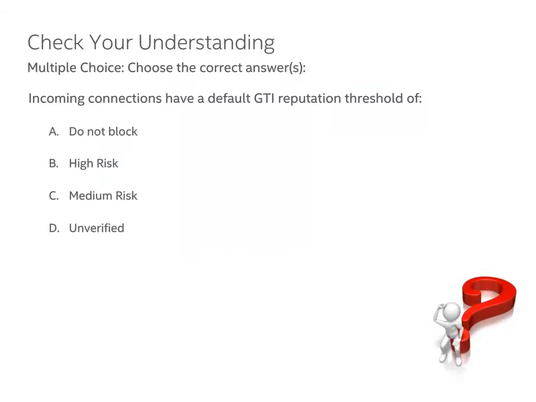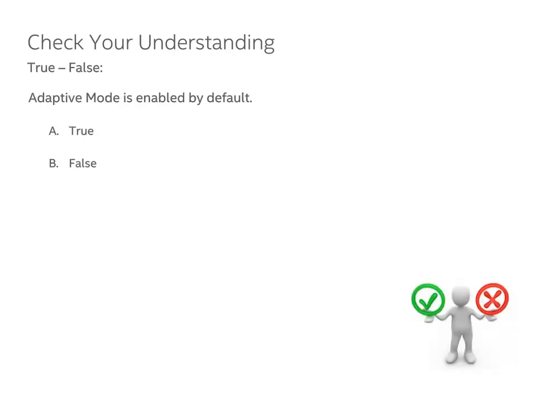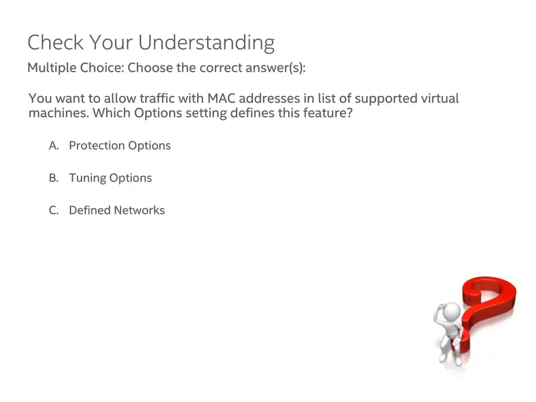Check your understanding, multiple choice, choose the correct answer. Incoming connections have a default GTI reputation threshold of: A, do not block, B, high risk, C, medium risk, or D, unverified? The answer is A, do not block. Check your understanding, true or false. Adaptive mode is enabled by default. The answer is false.